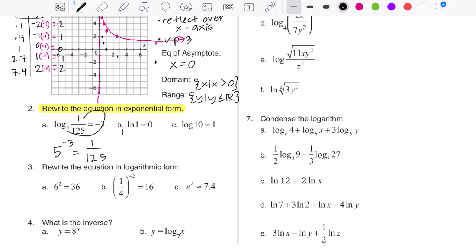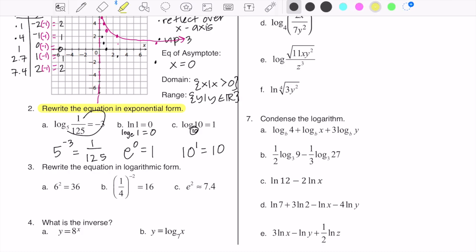Natural log of 1 is log base e of 1. ln is shorthand for 4 letters, log and then a subscript e, so make sure you're aware of that. So this is just going to be e to the 0 equals 1. And then if there's no log written, it's base 10, so this is 10 to the first power equals 10.